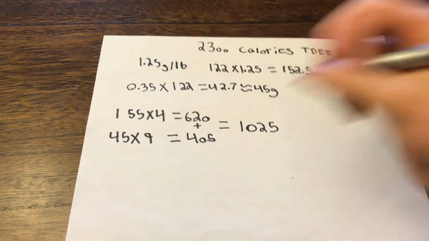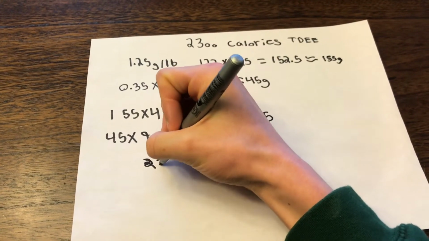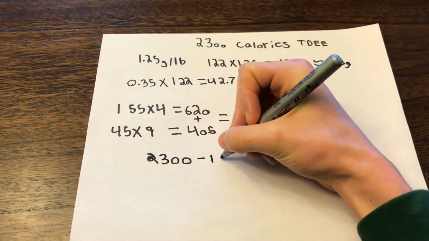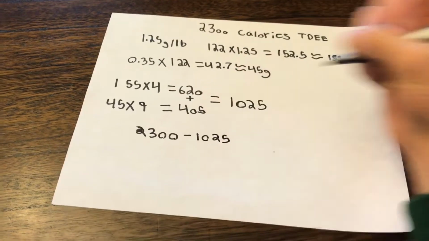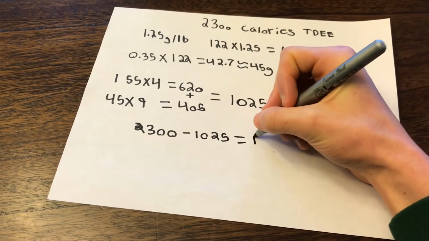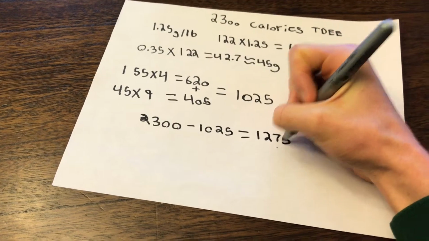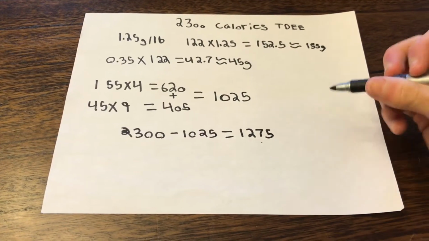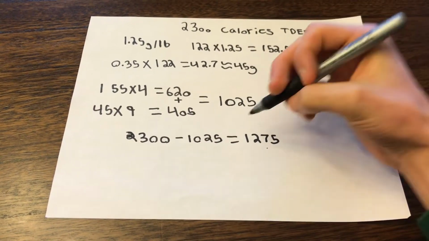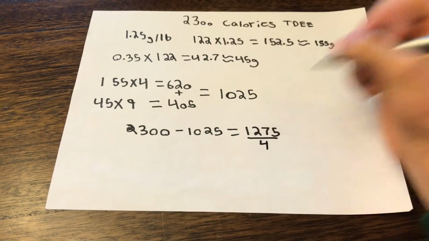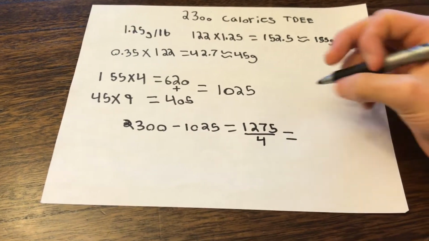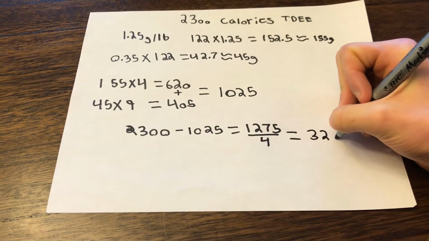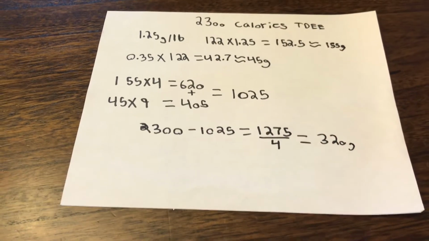So what we want to do is take our 2,300 calories, subtract 1,025 calories, and that will give us 1,275 calories allotted for our carbs. Now, like I said, carbs are also 4 calories per gram. We want to divide that by 4, and that will give us about 318-ish, so we're going to just say 320 grams of carbs.